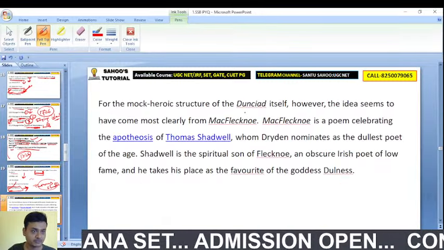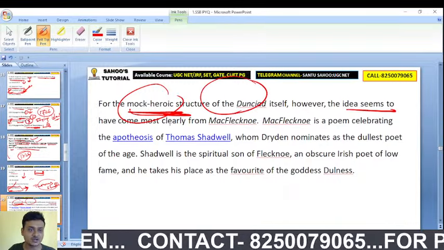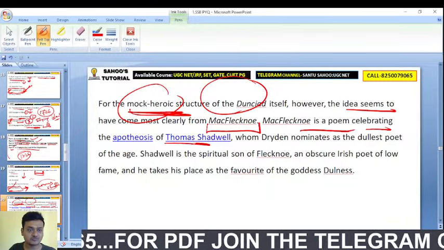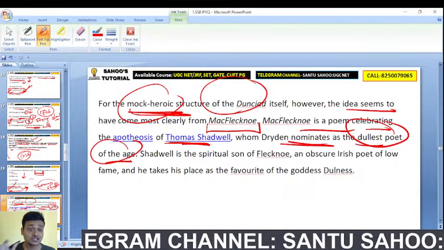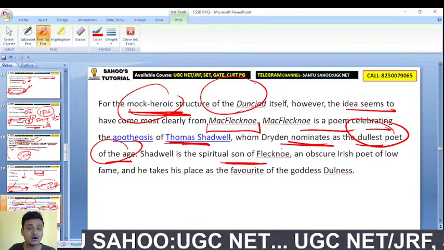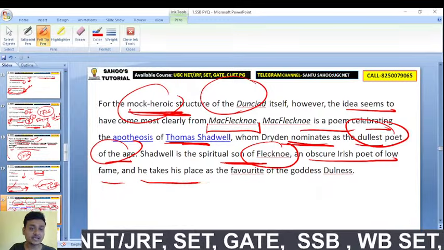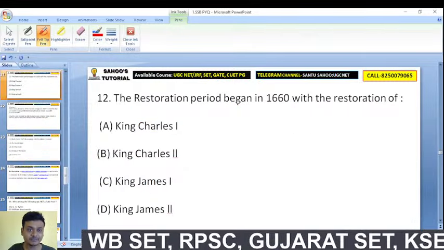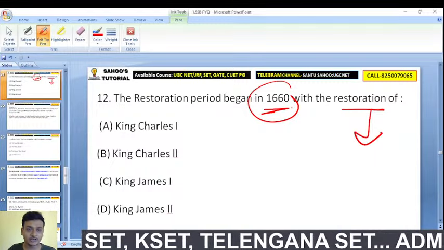Okay. Excellent. For the mock heroic structure, Dunciad is a mock heroic work. However, the idea seems to have come clearly from Mac Flecknoe. Mac Flecknoe is a poem celebrating the apotheosis of Thomas Shadwell, whom Dryden nominates as the dullest poet of the age. And Shadwell is the spiritual son of Mac Flecknoe, an obscure Irish poet of low fame, and he takes his place as the favorite of the goddess of dullness. Clear? The Restoration period began in 1660, with the restoration of what? You know, the restoration of monarchy.